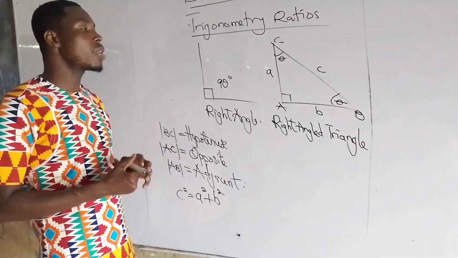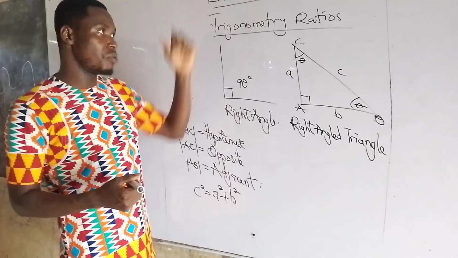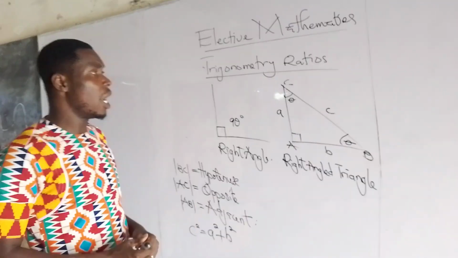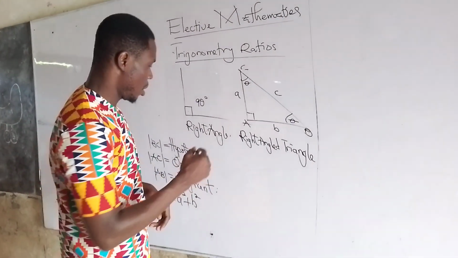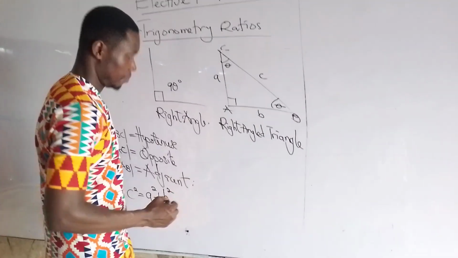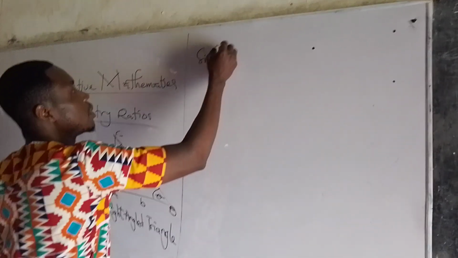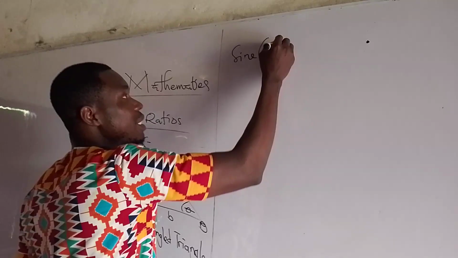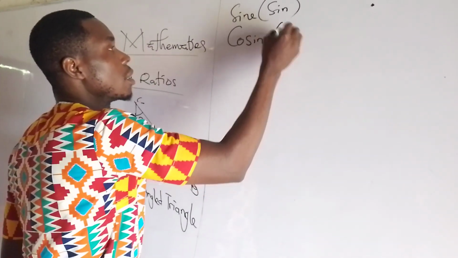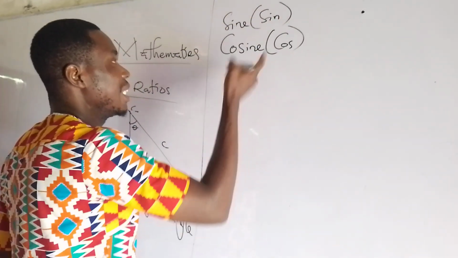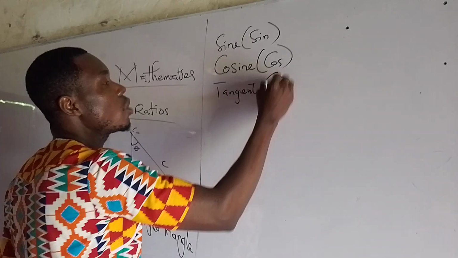Then, now let's look at the trigonometric ratios. What does that mean? We have three major types of trigonometric ratios. We have the sine, which is the full word. The short form is sin. Then we have the second one, which we call the cosine. The short form is cos. Then the third one is the tangent, which we call the tan.